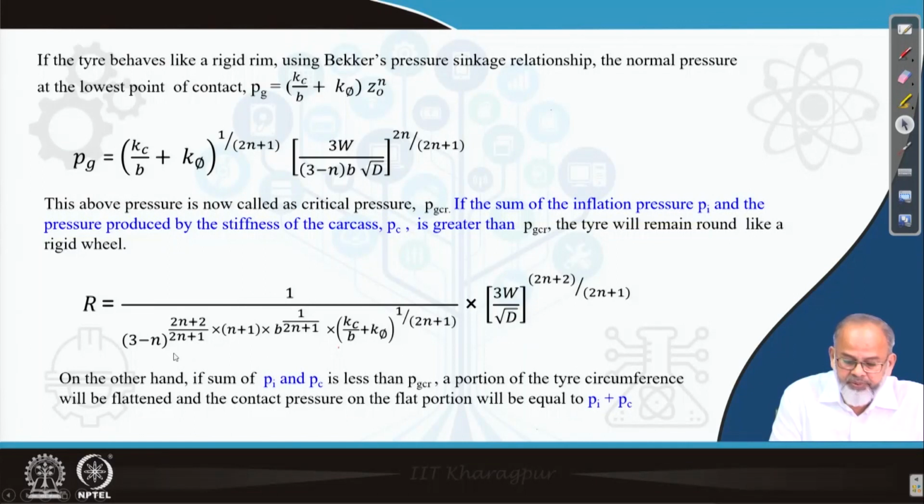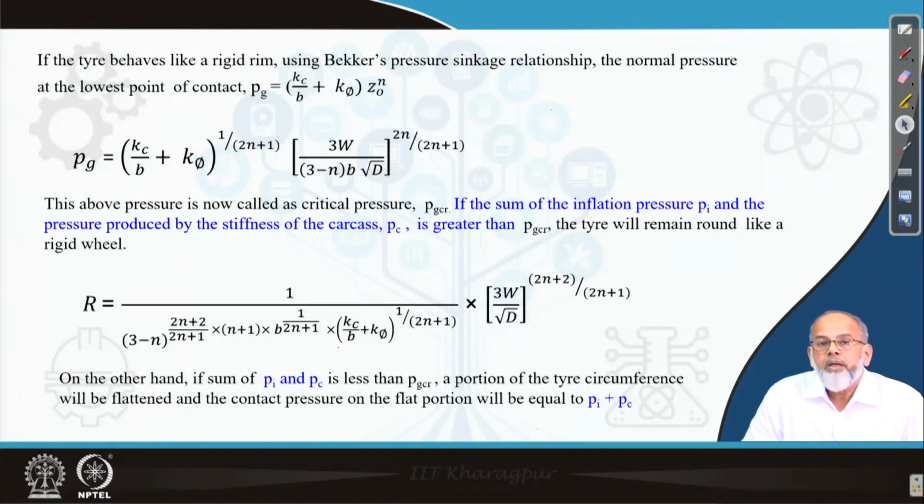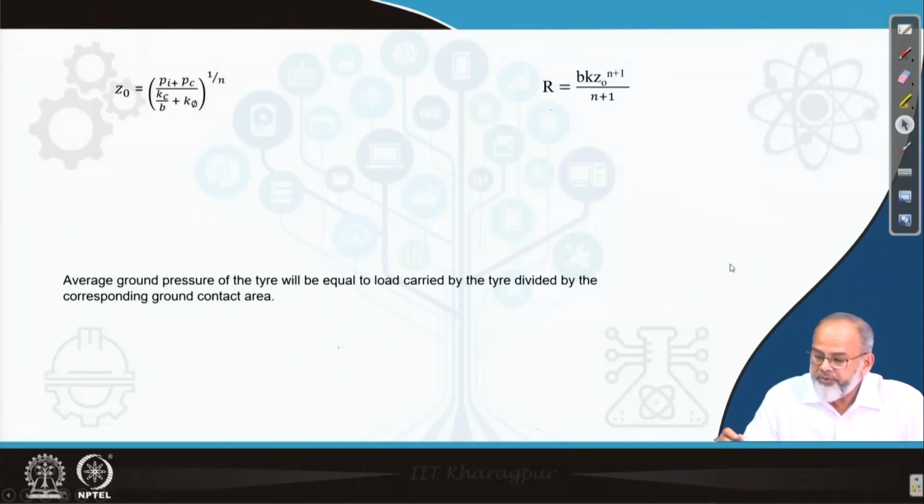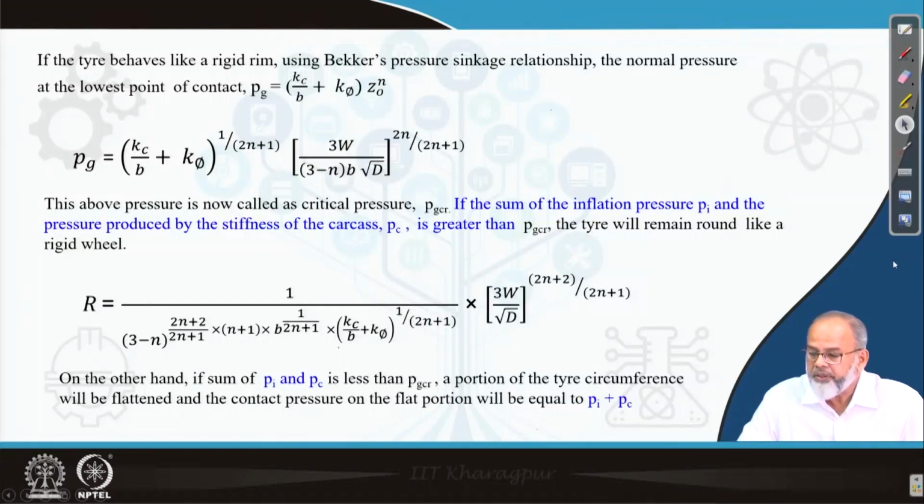R is equal to 1 upon 3 minus n raised to the power 2n plus 2 by 2n plus 1 into n plus 1 into B raised to the power 1 upon 2n plus 1 into Kc by B plus K phi raised to the power 1 upon 2n plus 1 into 3W by square root of D raised to the power 2n plus 2 divided by 2n plus 1. So, the behavior will be similar to the behavior of a towed rigid wheel. That means the rolling resistance expression will be same.